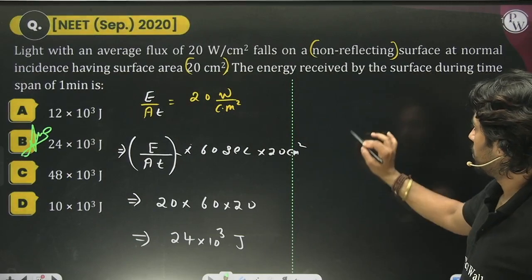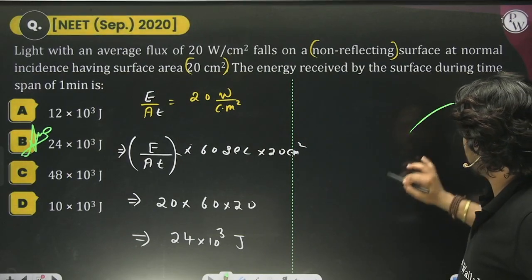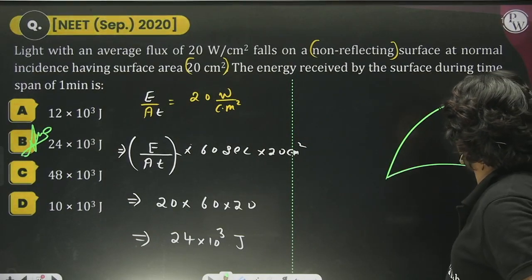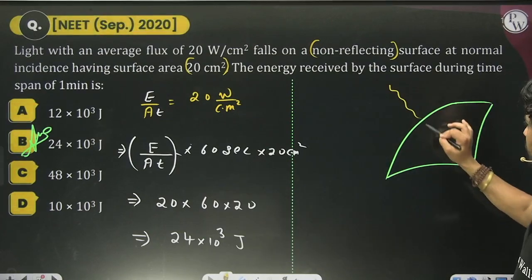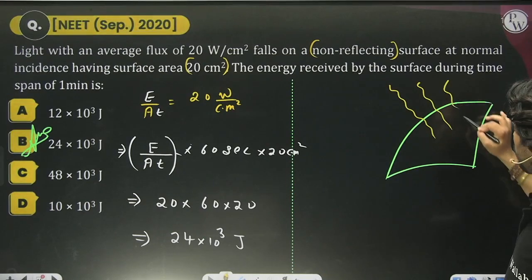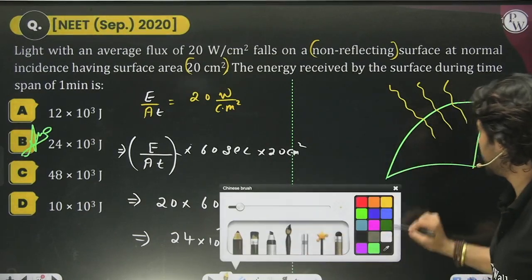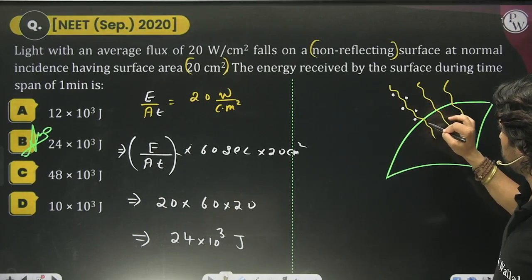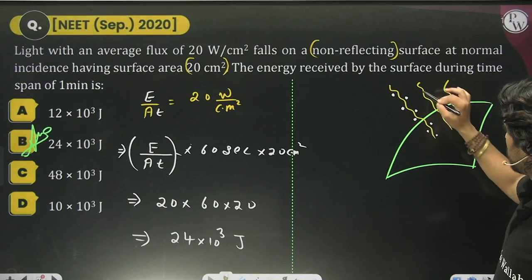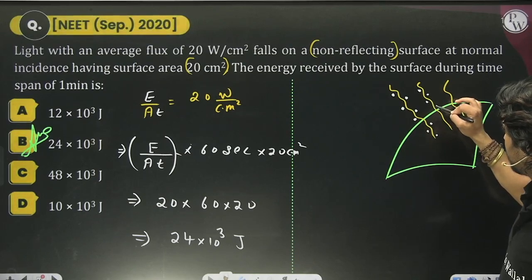Okay, what is the concept basically? See, if this is a surface, and some light is falling on the surface, somewhat like this, that means photons are falling. Light is falling means some photons are falling.